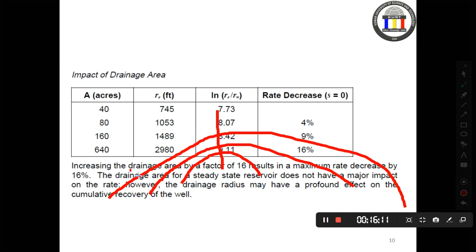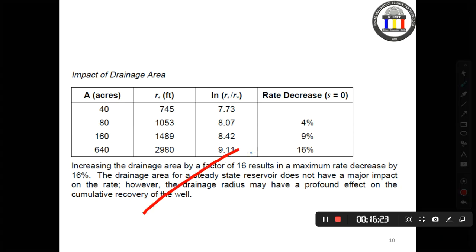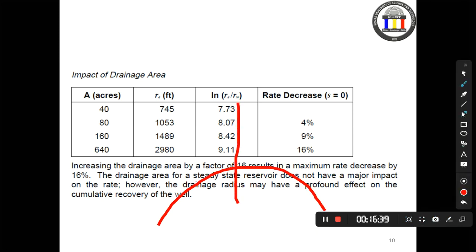So it tells us that if you increase the drainage area, meaning the area this well is draining the oil, the rate declines. Let me draw it again. For example, this one. This is the well. Sorry, my drawing is bad here. This one, this one, and the drainage area is the area from this point till this point. So this is the drainage area.